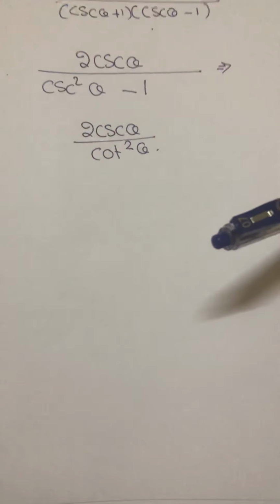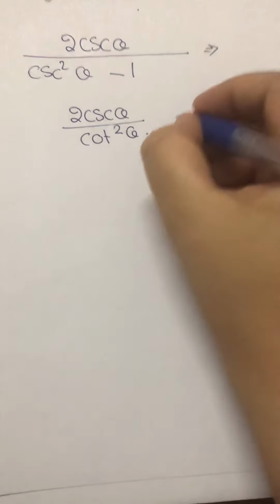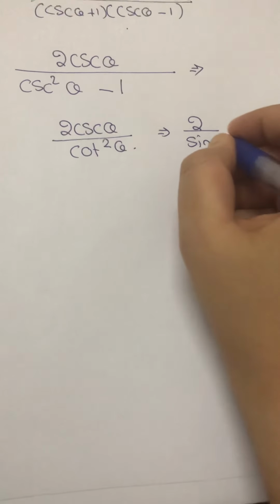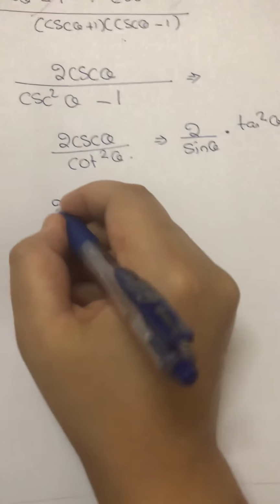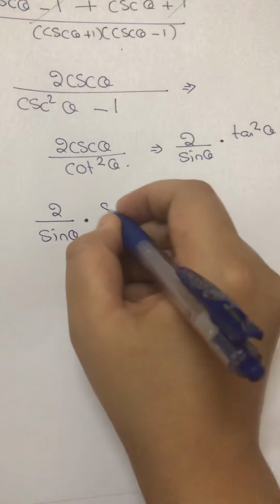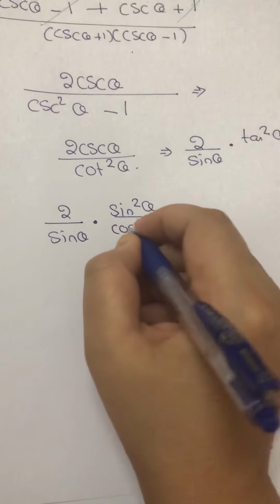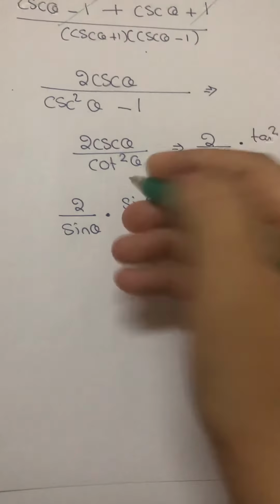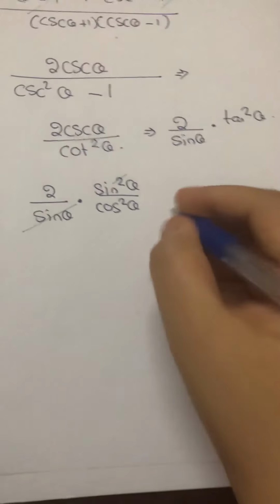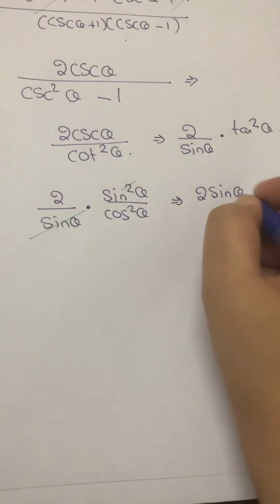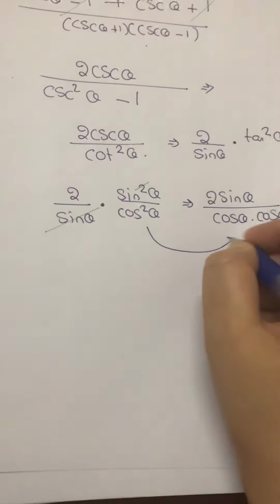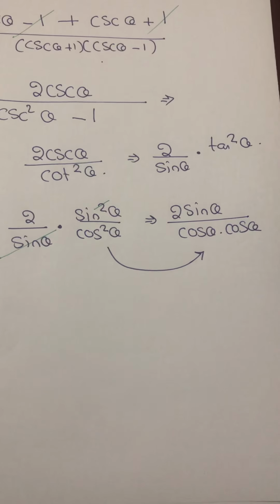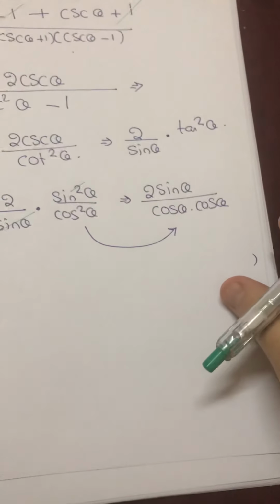But that's not my answer, and still I can go on. How can I go on? I can change this to 2 over sine theta times tan squared theta. So 2 over sine theta times sine squared theta over cosine squared theta. One of the sine theta can go with this sine theta, so I am left with 2 sine theta all over cosine theta times cosine theta. I just wrote it this way just to show you why I did that. Okay, just a second. This is question number 12, right?